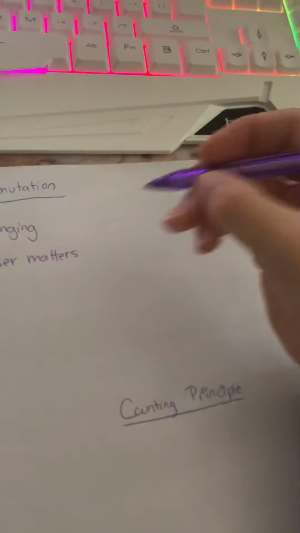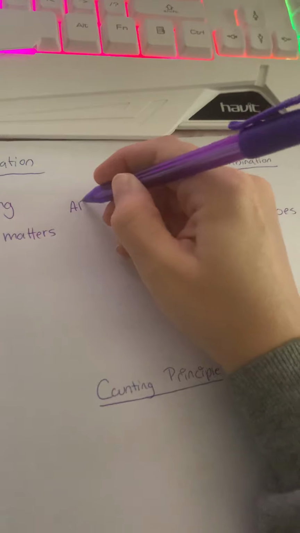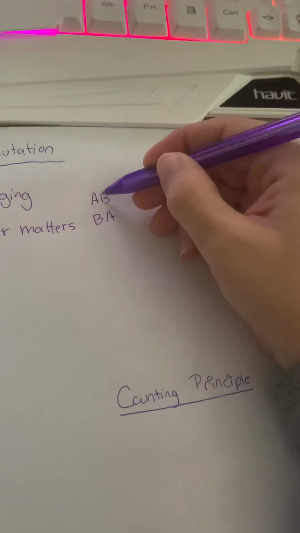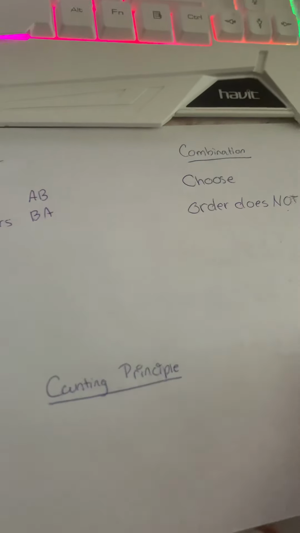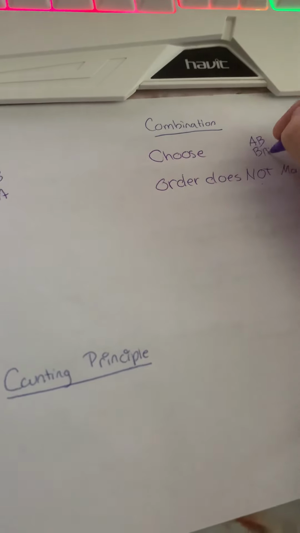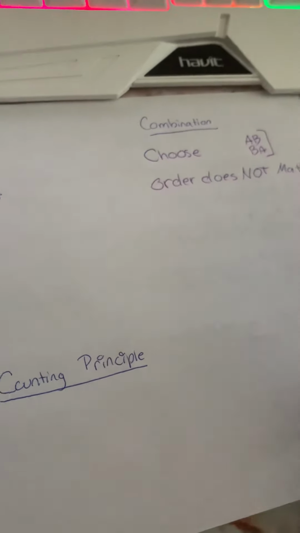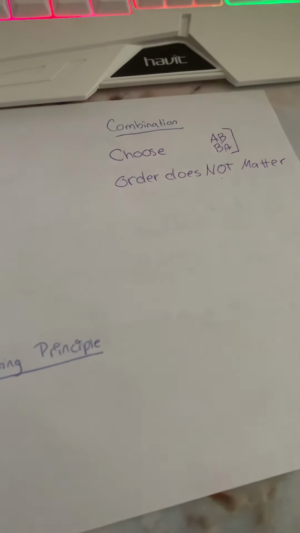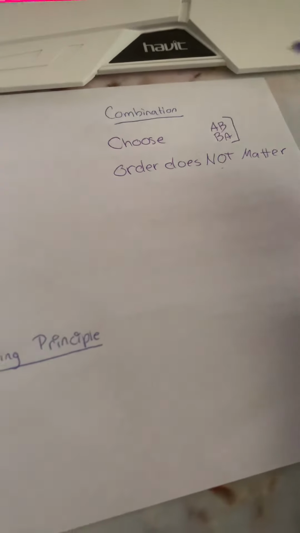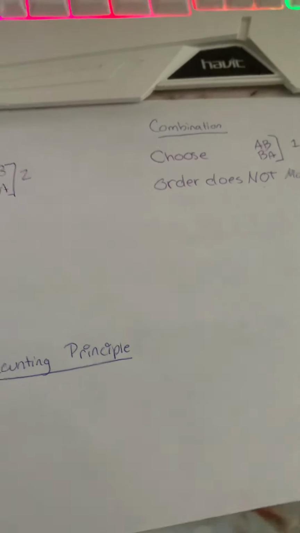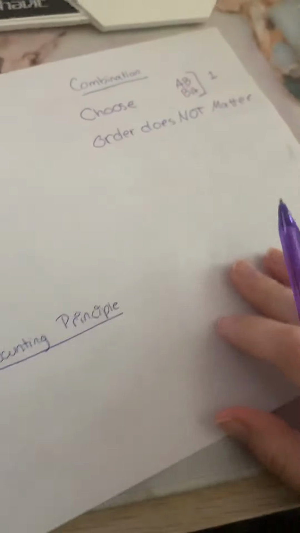So for a permutation, if I'm putting things in order, these two are different items. So AB is different than BA. But in a combination, order doesn't matter. AB and BA would only count as one thing because it doesn't matter what order the 2 letters are in. It just matters that we picked an A and a B, right? So that's only one option. And in a permutation, these would be 2 different options, right? That's the big difference here.